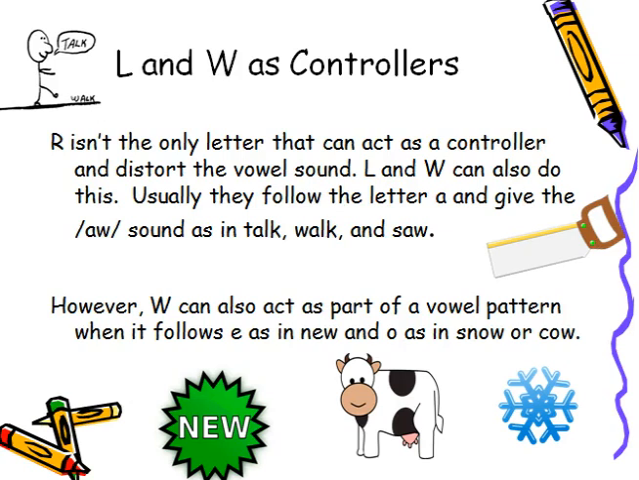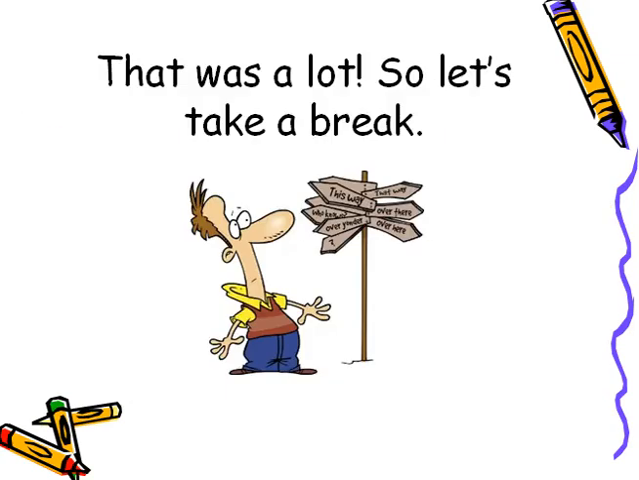The letters L and W can also control vowel sounds, especially in the case of the vowel A, and give it the AW sound. This information will also be needed for the alphabetic survey test. We've covered a lot, so let's take a break.